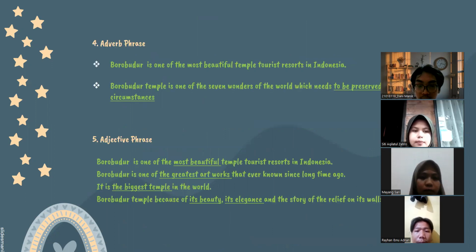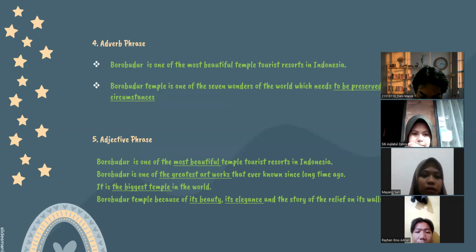Next is adverb phrase. There are two examples. Borobudur is one of the most beautiful temple tourist resorts in Indonesia. Next, Borobudur Temple is one of the 7 wonders of the world which needs to be preserved.